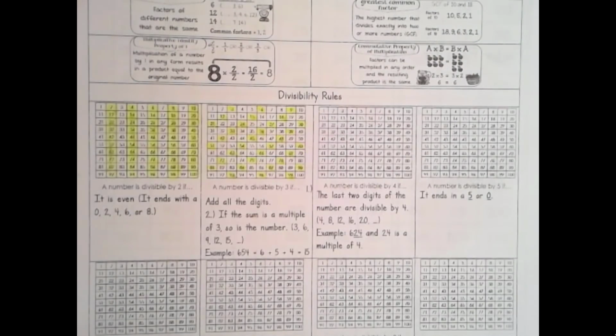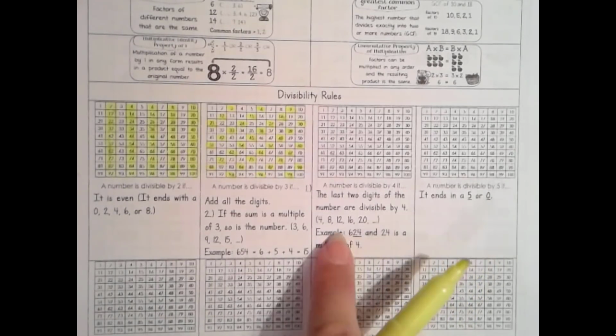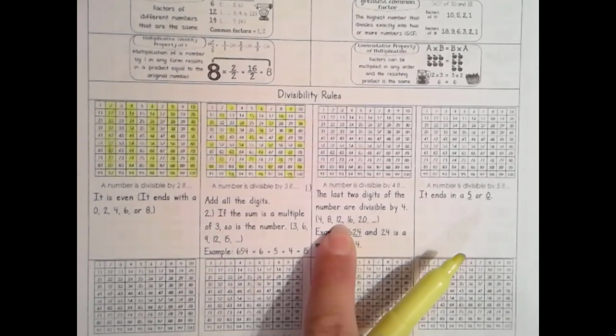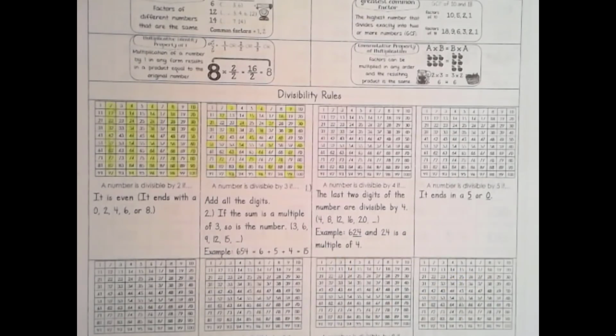Okay, next one. A number is divisible by 4 if the last two digits, we just look at the last two of a number, are divisible by 4. So here we have an example of 624. I don't really care about the 600, I just look at the last two digits of 24. 24 is a multiple of 4, so that means I can divide 624 evenly by 4.